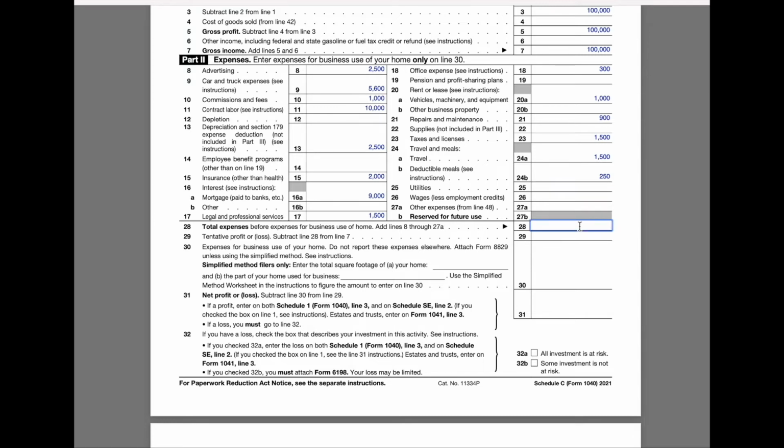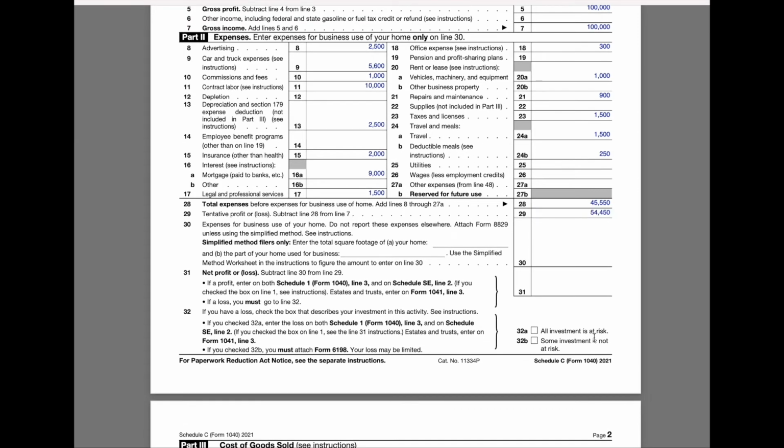Line 28, total expenses. In our case, we would sum all the expenses that we've entered so far, which come to $45,550. Line 29 is simply the tentative profit, which is going to be our total income of $100,000 less our expenses. So far for the year, we've made $54,450.